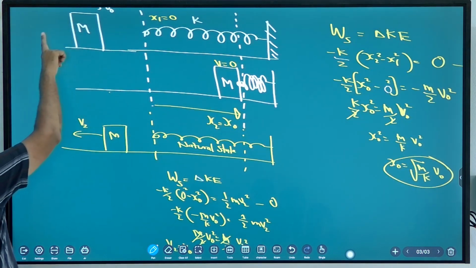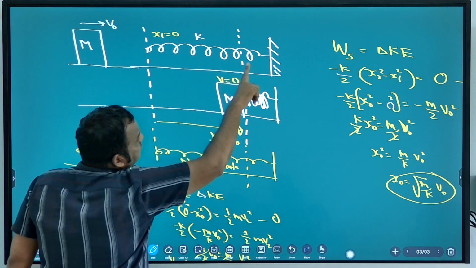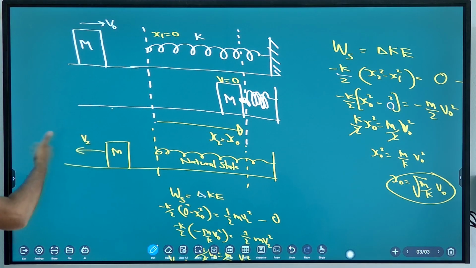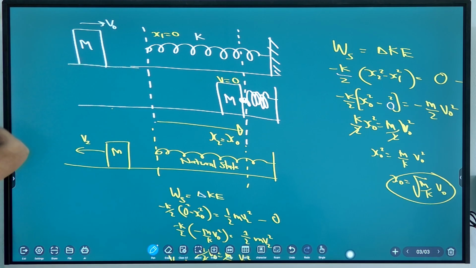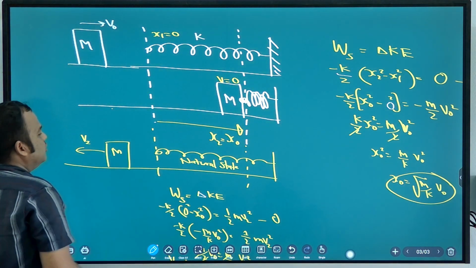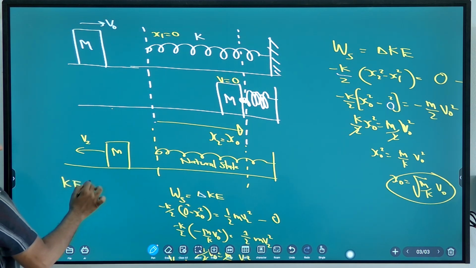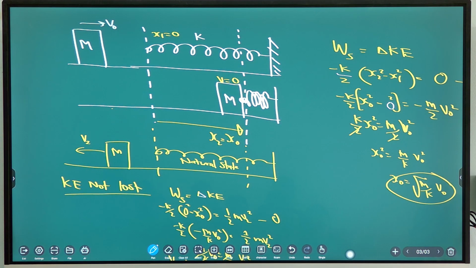So the block is coming with velocity v naught. It will compress the spring. Then again it will go left side with what speed? v naught. Are you getting it or not? So what has the spring changed? Direction. Previously the block is going where? Right side. Now the block is going where? Left side. But there is no change in speed. Kinetic energy is not lost. Are you getting it?